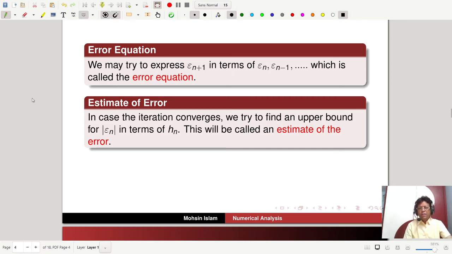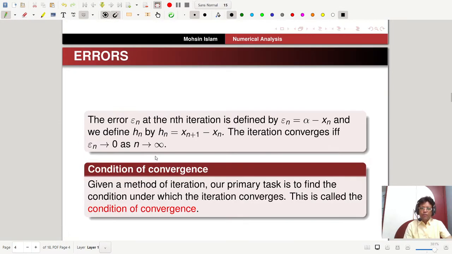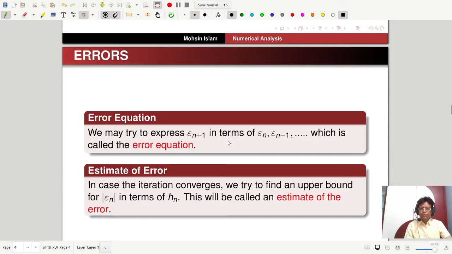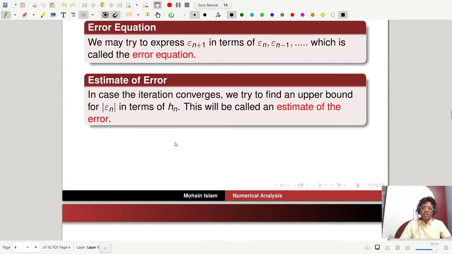And what is the estimation of the error? Upper bound. We try to find an upper bound of modulus epsilon n in terms of h_n. This is called the estimate of the error. Already h_n is calculated in the previous step. h_n can be calculated by the step length, that is x_(n+1) minus x_n. So that is the estimation of the error.